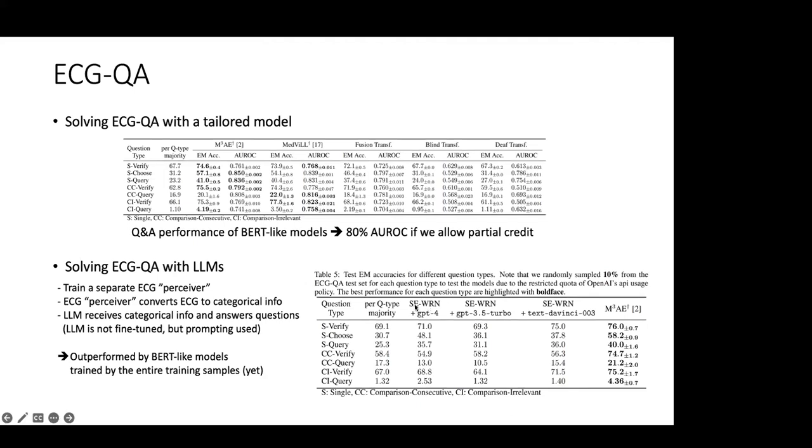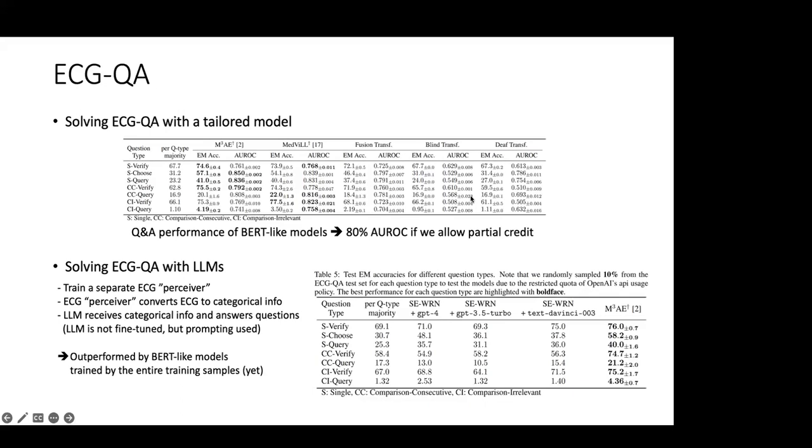Compared to that, if you just combine the ECG perceiver with an LLM, it's not outperforming, but surprisingly I would say it's kind of okay. Sooner or later, I'm pretty sure this approach will outperform, or at least be comparable. So the question is, do we need to build a specific custom model for one specific purpose, like ECG-QA?